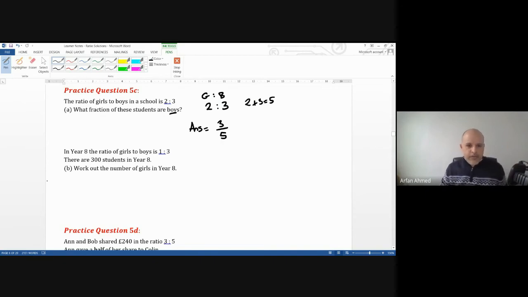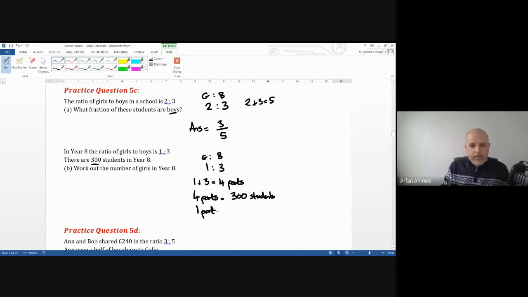In year 8, the ratio of girls to boys is 1 to 3. Let's write that down. So 1 to 3, girls to boys. There are 300 students in year 8, so that's all of them. Work out the number of girls in year 8. So 300 represents the total amount, boys and girls, so we're going to have to add the ratio. That's 4 parts. Those 4 parts equal 300 students.